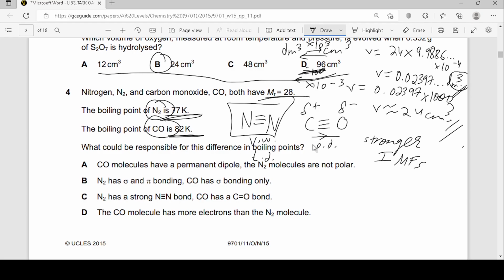So what I explained this, right? What could be responsible for this difference in boiling points? Let's see the options now. CO molecules have permanent dipole. The N2 molecules are not polar. That's literally what I said. This is polar, this is non-polar, right?